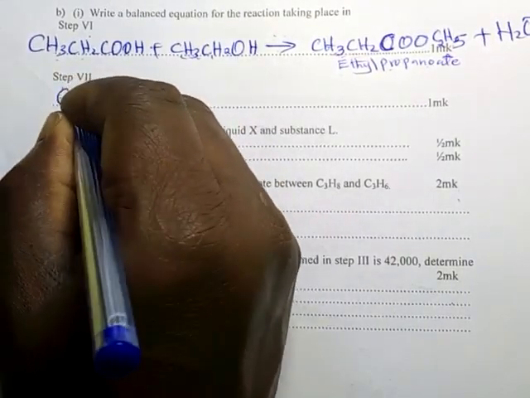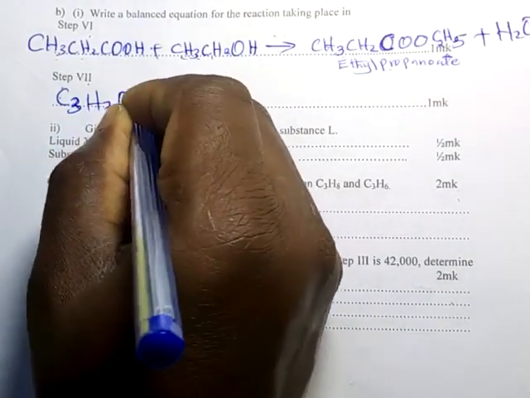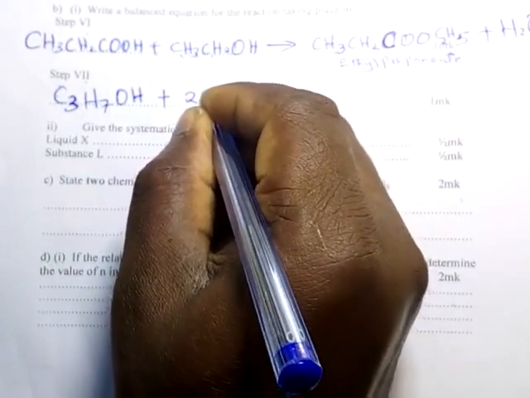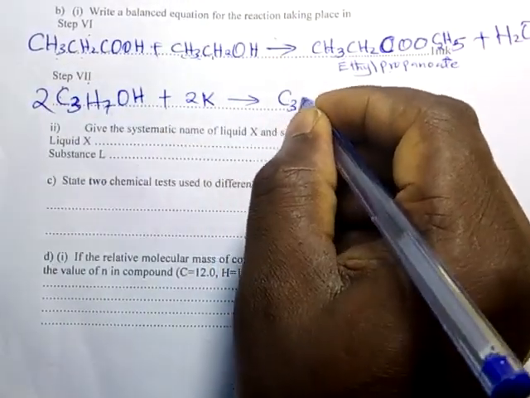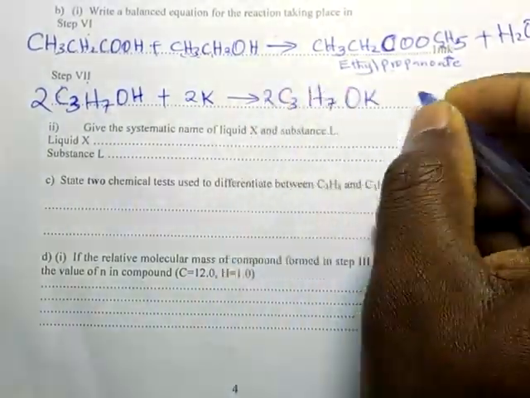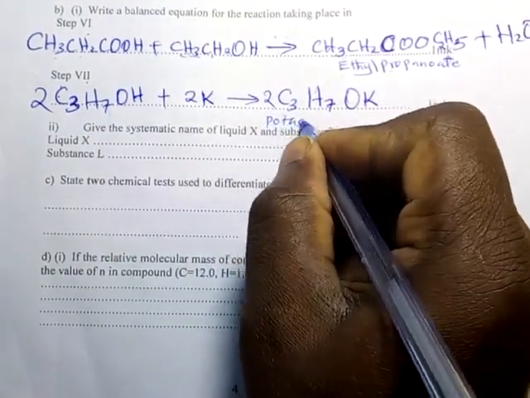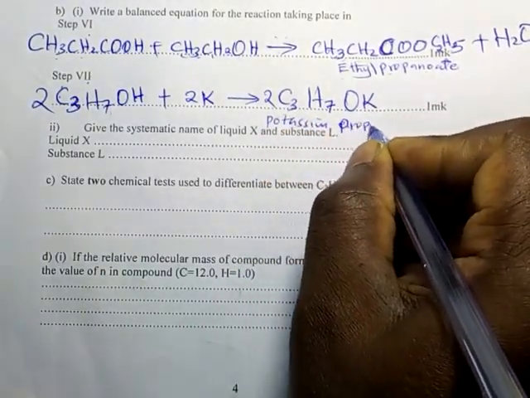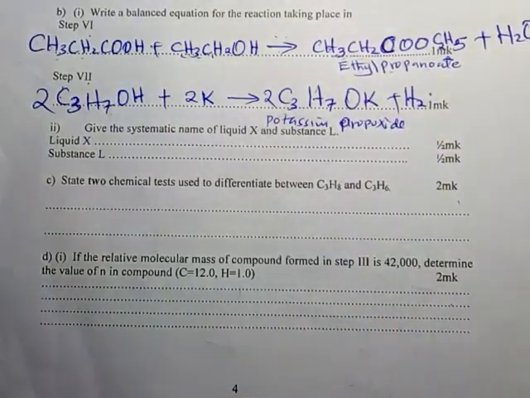So C3H7OH, I have shortened propanol, plus 2K. We have 2 here. We form C3H7OK, which is called potassium propoxide, plus hydrogen gas.